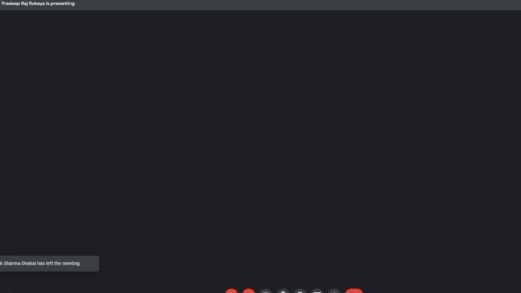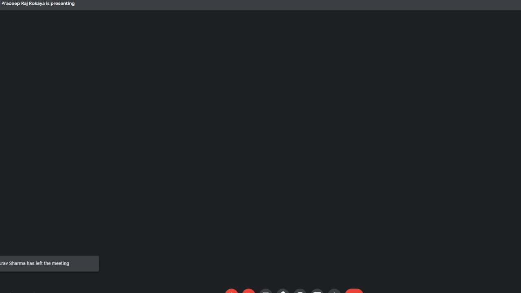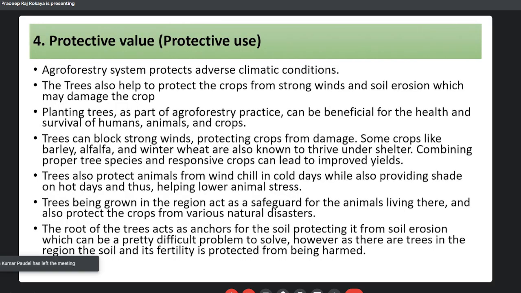Some crops like barley, alfalfa, and winter wheat are also known to thrive under shelters. The shelter also gives shade. It provides the shelter, that's said. Combining proper tree species and responsive crops can lead to improved yield.